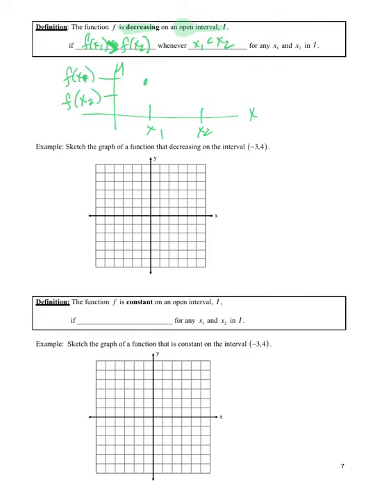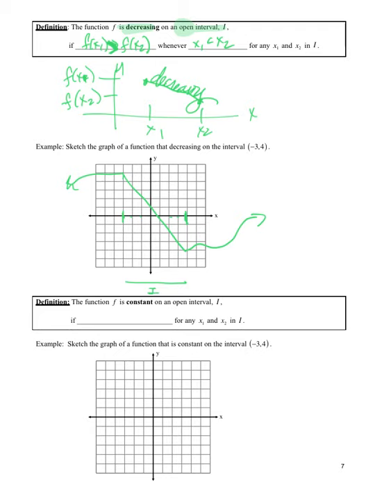So that means from here to here, it is decreasing on that open interval. So if I ask you to sketch a graph of a function that is decreasing on the interval -3 to 4, so here's my interval, -3 to 4, for it to be decreasing, well, that's an example, and it doesn't matter what's happening here, right? It only matters in that interval.